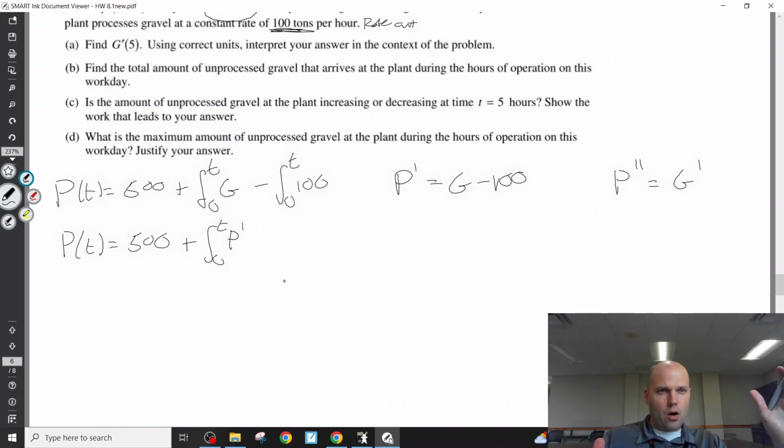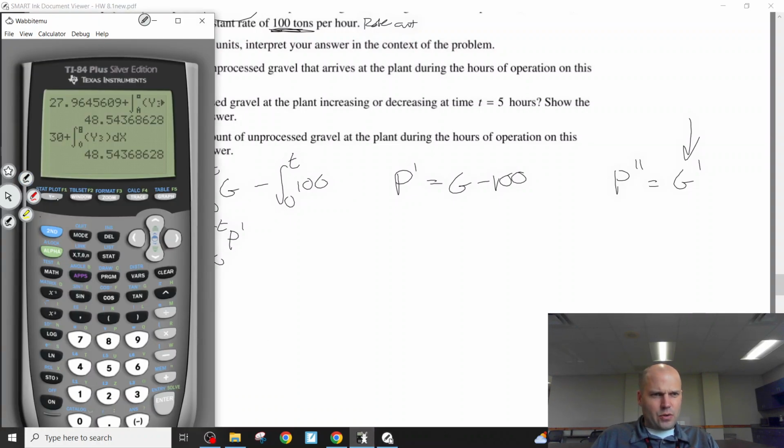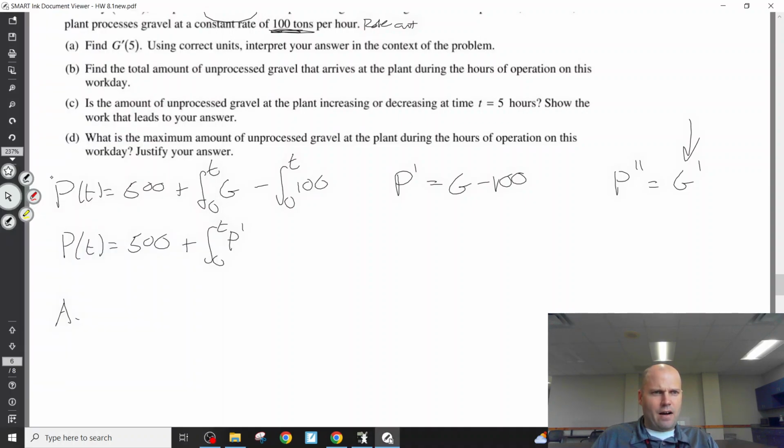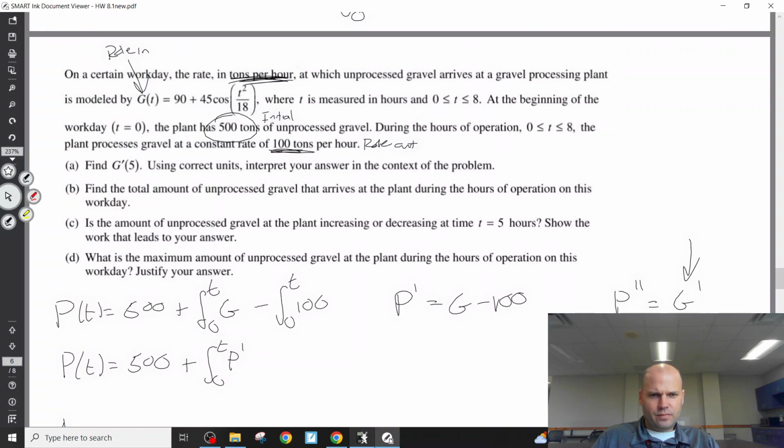Ooh, yo! G prime of 5, part A. G prime of 5 right there. Forgot to do the other work. What's the other work? Graph rate in, graph rate out, and then subtract them in Y3.